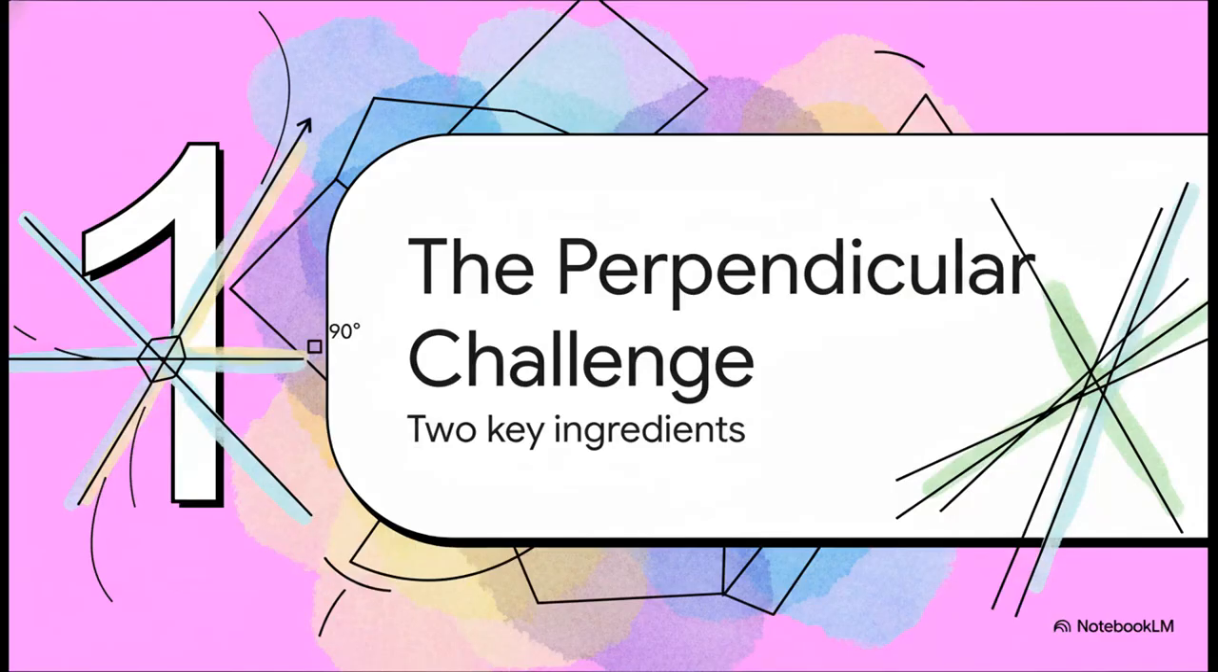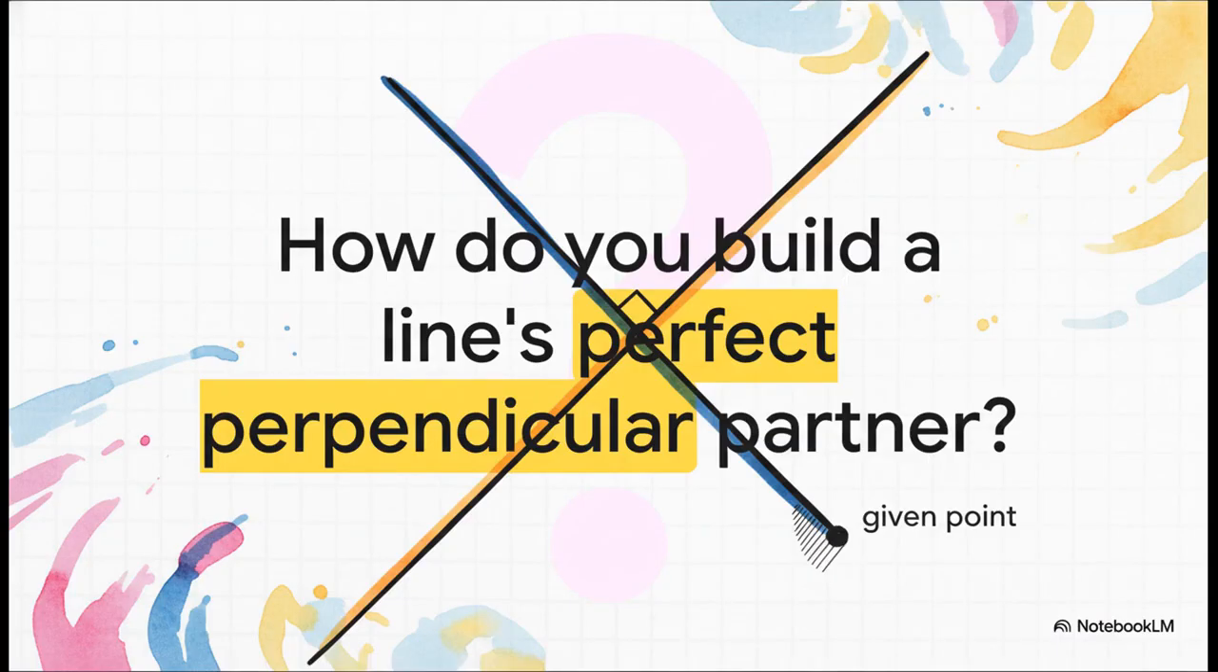Just like with parallel lines, we're going to need two things to get started: a line to work with and a point. But here's the big twist. With parallel lines, we just stole the slope, right? Easy. For perpendicular lines, we have to totally transform that original slope into its perfect 90-degree partner. And that's really the big question for today.